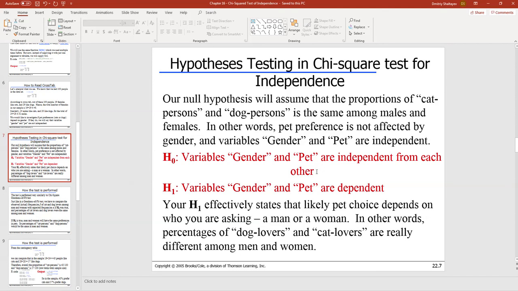In plain English, it means that if I ask a bunch of men, what do you like, cats or dogs? And I ask a bunch of females, what do you like, cats or dogs? The percentage breakdowns in both groups are going to be the same. So the pet preferences do not depend on the gender. They're universal in the entire society across the gender. Okay, that's basically what the result is.